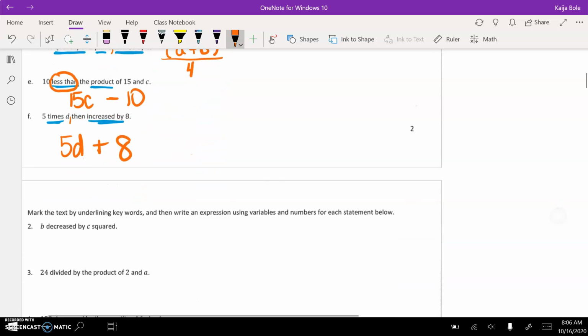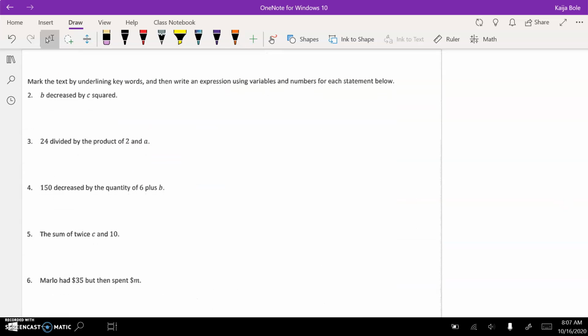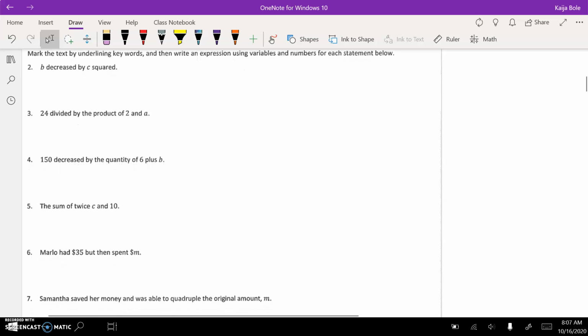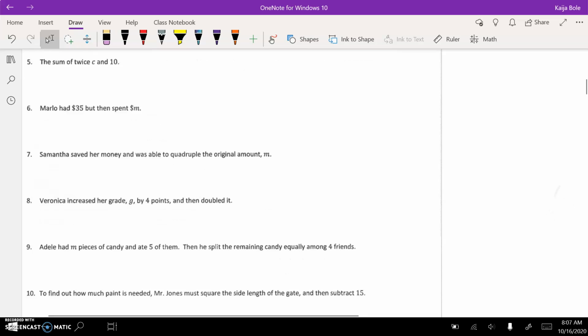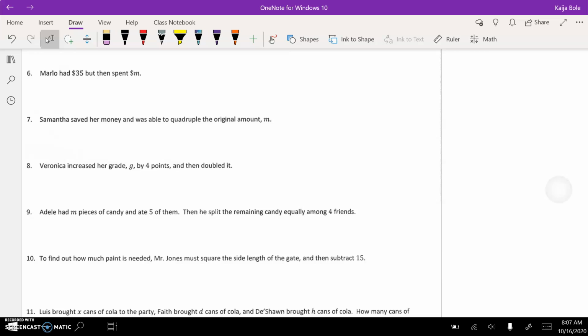So then if we go on to the second page, the same idea, I'm going to skip the first few and go down to number 6 here, because 6 through 11 we've got real world problems. So Mario had $35, but then he spent M dollars. So he had $35. When you spend money, you're subtracting money, and we're subtracting M. We don't know how much money he spent.